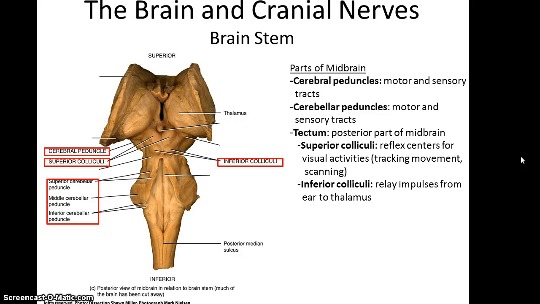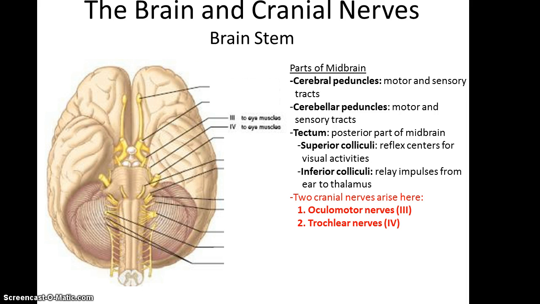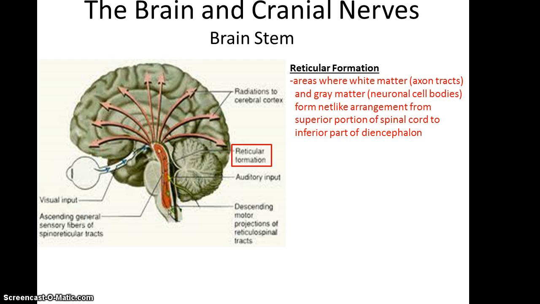You have the superior colliculi, the reflex centers for visual activities such as tracking movement with your eyes, and the inferior colliculi, which relay impulses from the ear to the thalamus. So the tectum is composed of these 4 colliculi. And the 2 cranial nerves that originate here are the oculomotor nerves and the trochlear nerves, which are involved in movements of the eye, so it makes pretty good sense.